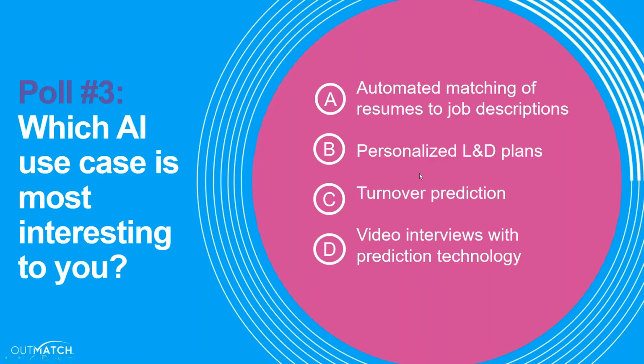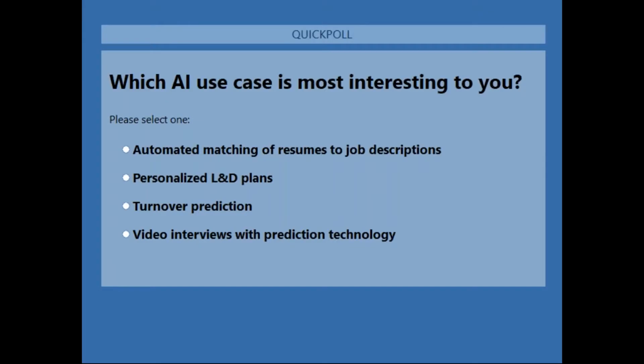We'd love to have one more poll to kind of get a good sense of which use case is the most exciting for all of you. One being the automated matching of resumes to job descriptions so that you can better identify which candidates are a good fit for your roles. B is personalized learning development plans. C is helping to predict turnover with existing employees. And D is that video interview with prediction technology that we talked about.